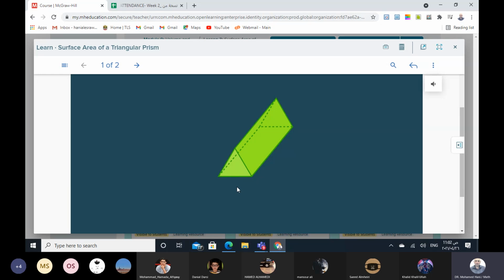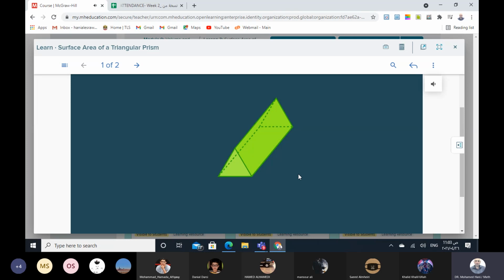We want to find the surface area of this triangular prism. At first, try to draw the net. The surface area is the sum of the areas of the faces. To find the surface area of this triangular prism, find the sum of the areas of the two triangular bases and the areas of the three rectangular faces. So here we have the dimensions. We have this side 5, this side 6, and this side 5, and here this side 9, and the red line shows the height of the triangle, which is 4.